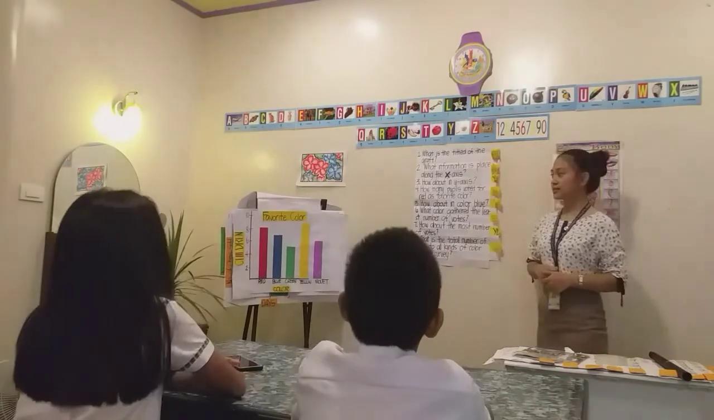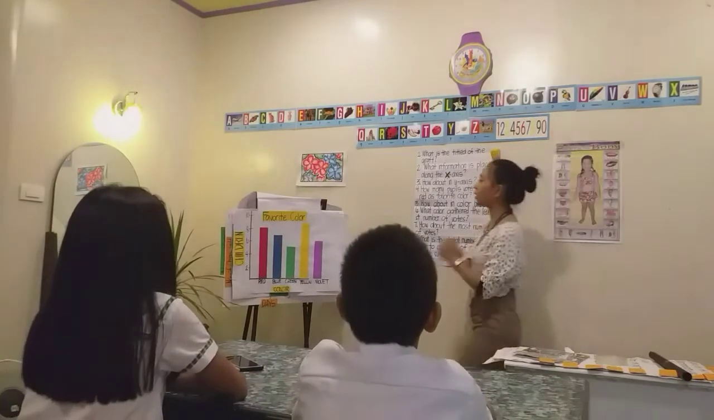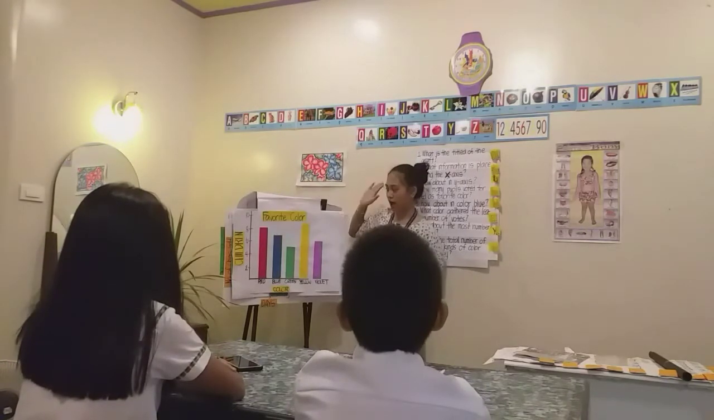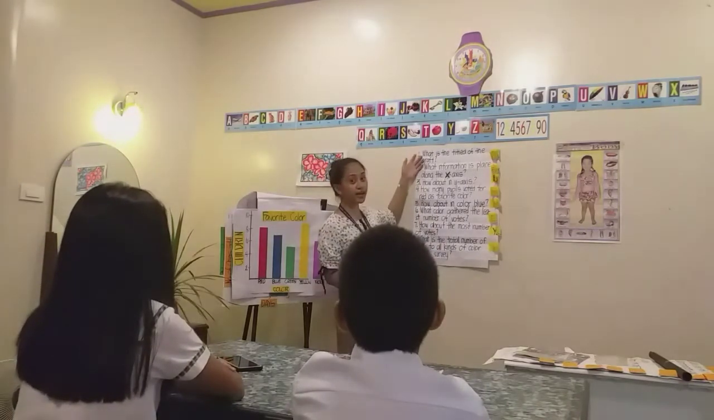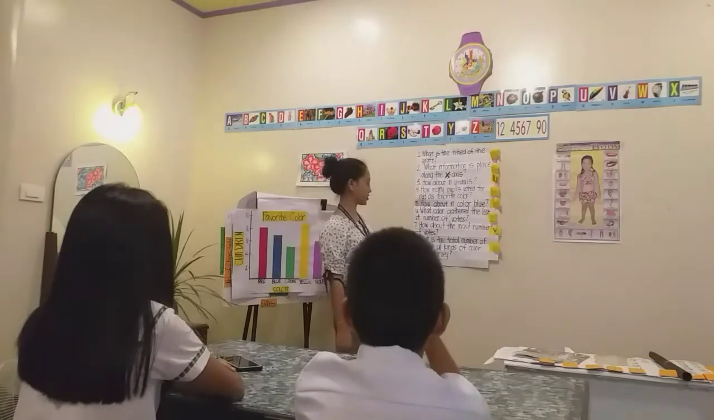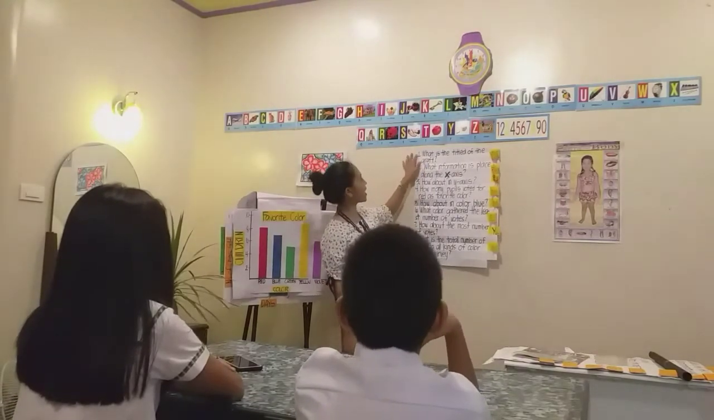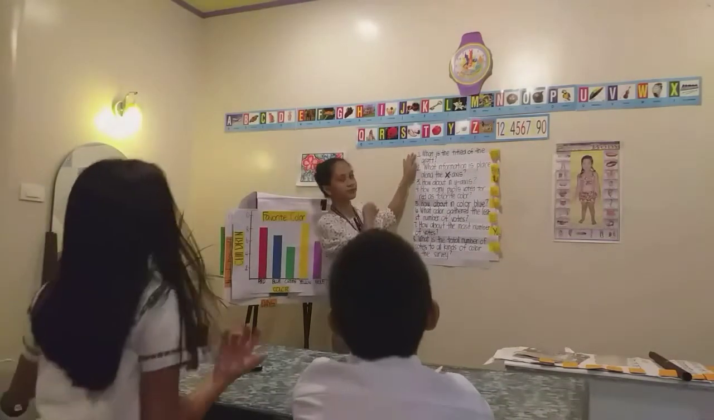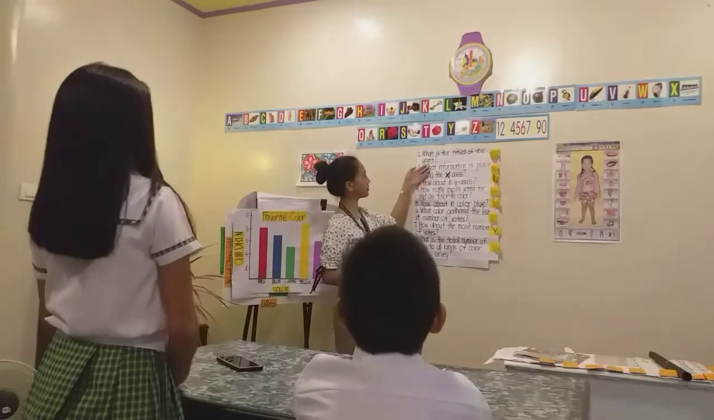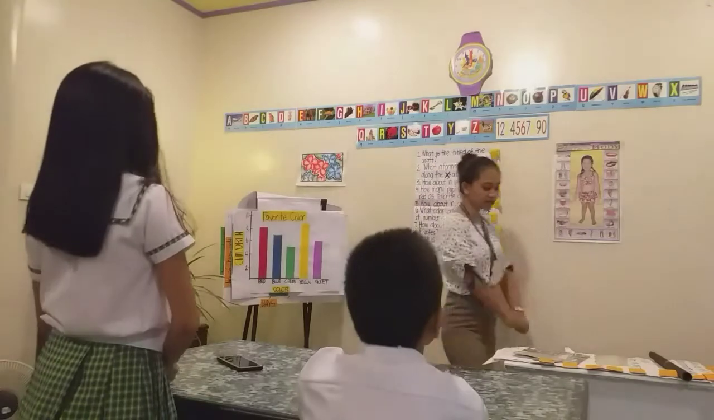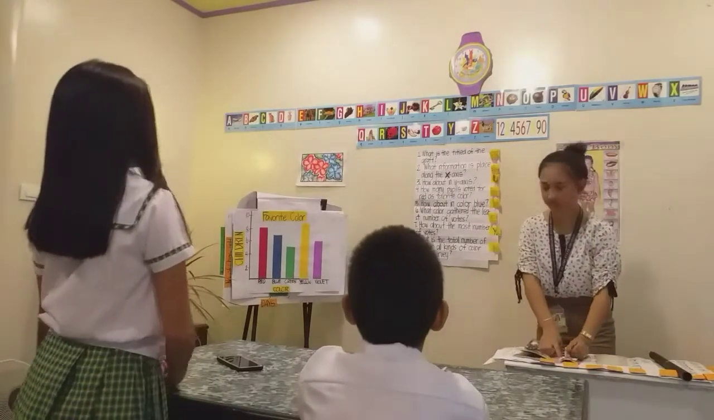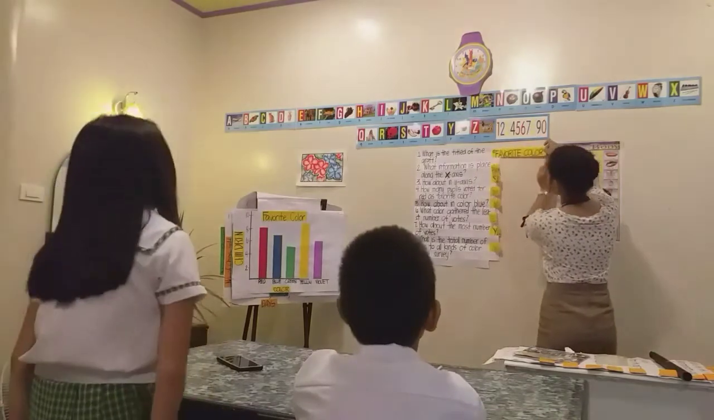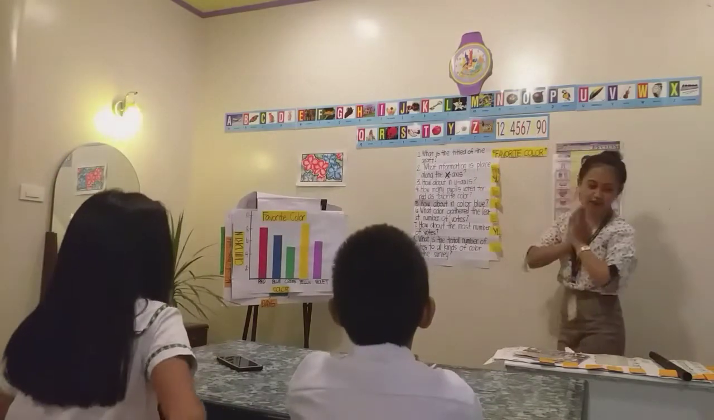Are you ready, class? Yes, Mom. Okay, we will interpret this single bar graph by answering these questions. Okay, number one, who wants to read? Okay, Lena. What is the title of the graph? Favorite color. Okay, favorite color, very good.